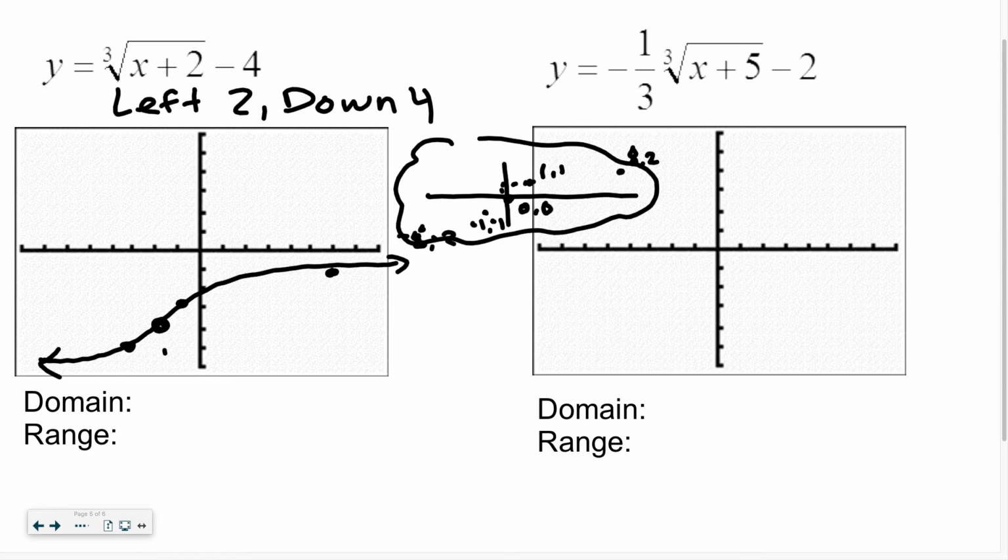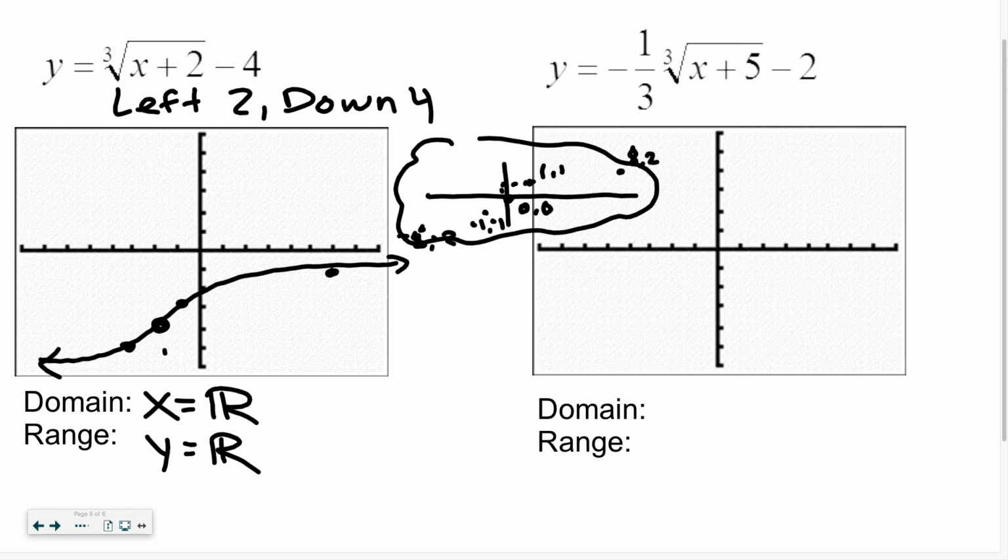Like it's that weird S shape. Okay, stretched out S. And this one, domain would be all real numbers and range would be all real numbers. The arrows are going left and right. One is going up, one is going down. So we're hitting all the numbers.